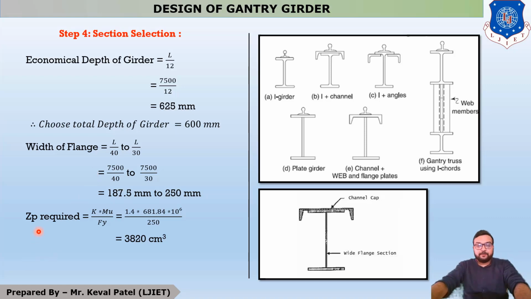And third is Zp required. It means this Zp required is K into Mu by Fy. Now our maximum bending moment is 681.85. So you will get your answer 3820 cm3. Now you have to select it in such a way that your I section has a depth of less than 625 mm, your selected I section has a flange in the range of 187.5 to 250 mm, and your provided Zp is greater than 3820 cm3.